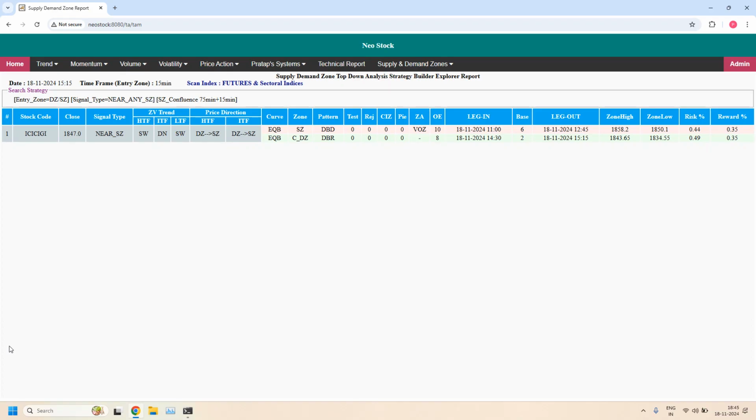That means this 15 minute supply zone is having 75 minute supply zone confluence. That means the 15 minute supply zone is part of the 75 minute supply zone. This is the way we should understand.